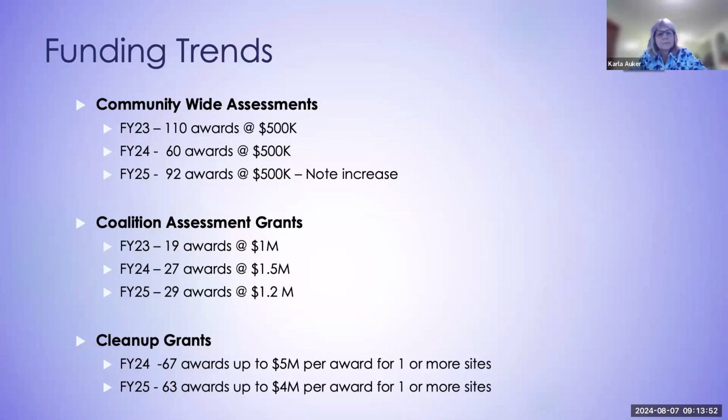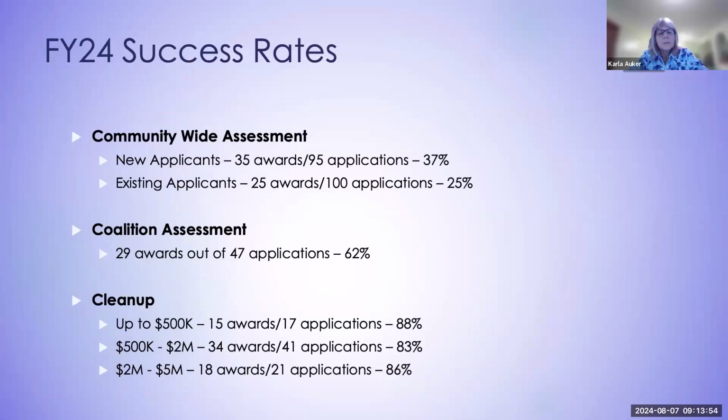Next slide, please. So let's talk about success rates so you can kind of get a feel for why we've made some of the decisions that we made for FY25 and also use this information to decide whether a community-wide assessment grant is better for you or a coalition assessment grant is better for you.